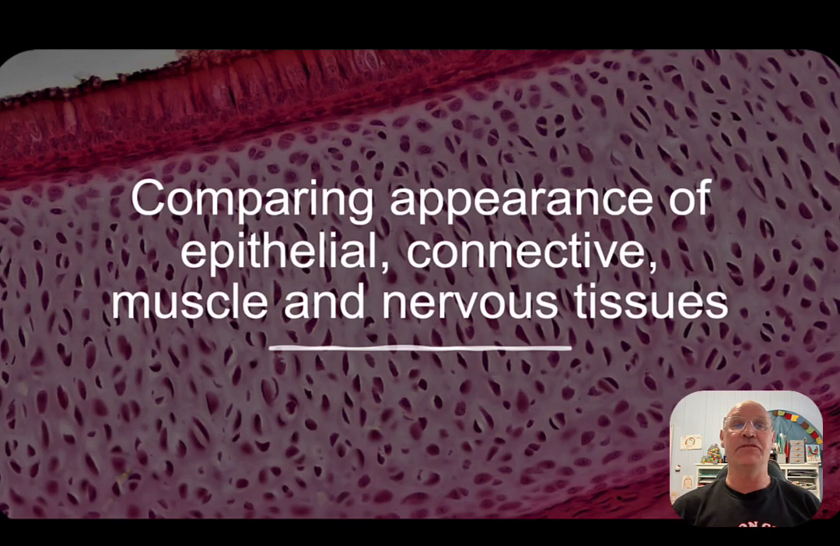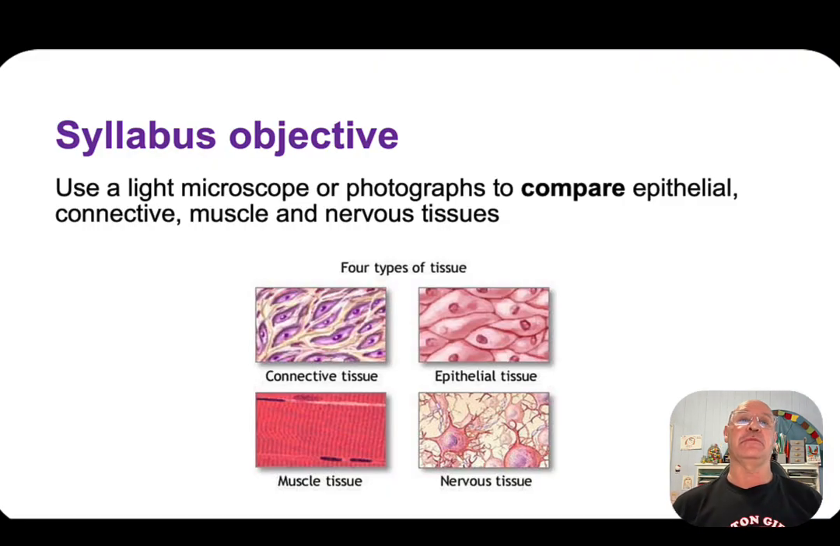Let's look at comparing the appearance of different types of tissue. This is the syllabus objective. You need to be able to use a light microscope or photographs to be able to compare the 4 different types of tissue: epithelial, connective, muscle and nervous tissues. So let's look at those specific characteristics of those 4 different types.